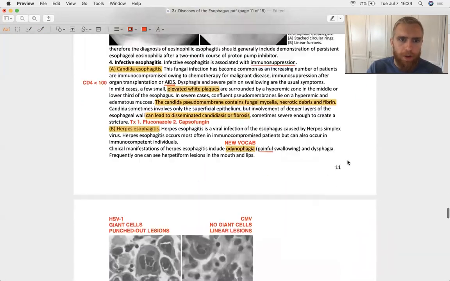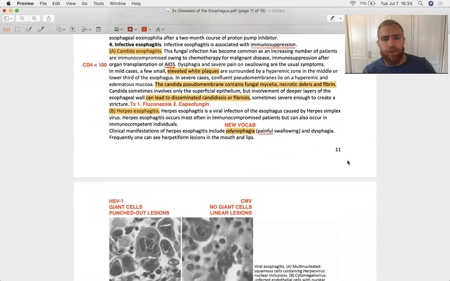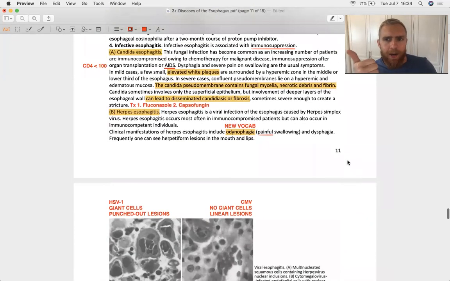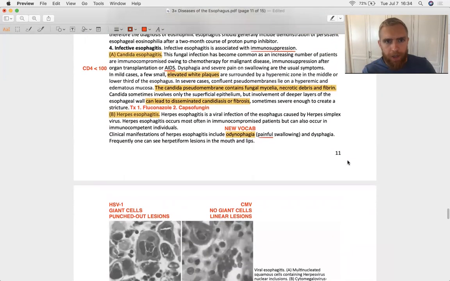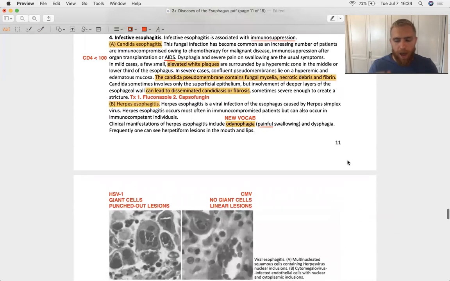Now let's talk about infective esophagitis. And we're talking about Candida, herpes simplex, and cytomegalovirus. And I want you to know that all these three are AIDS-defining infections. And so I actually didn't understand until today.